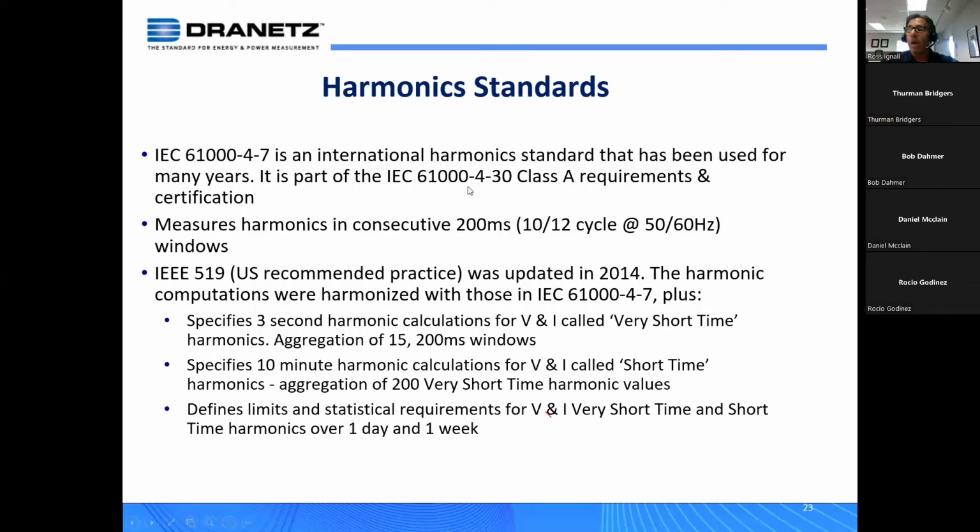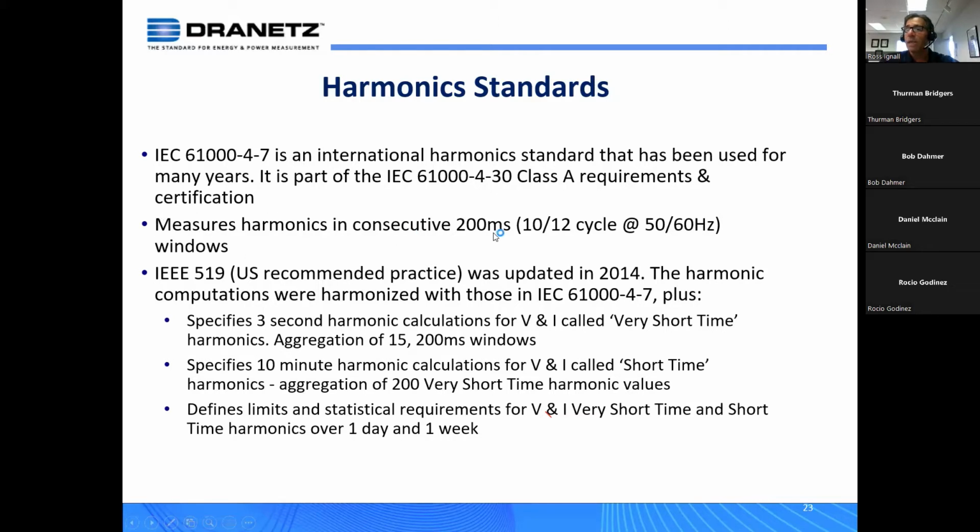It is a part of 61000-4-30 Class A requirements and certification. In our last webinar, we talked about 61000-4-30, which the current edition is edition 3. Well, since edition 1, it called out IEC 61000-4-7 for its harmonic measurement technique. So -4-30 didn't include how to record or measure harmonics. It said use this other standard to do it. Again, -4-7.